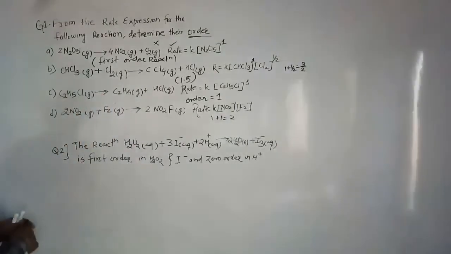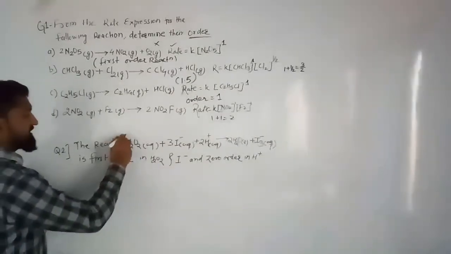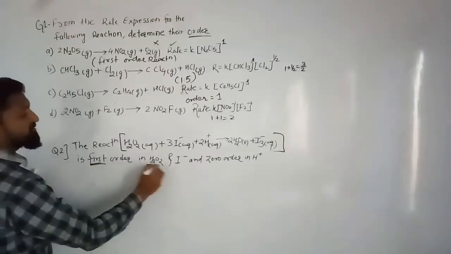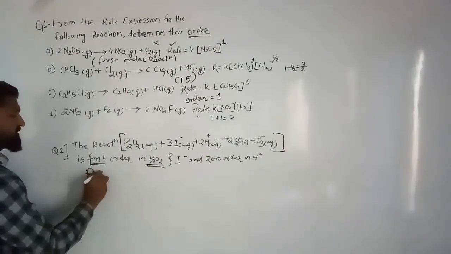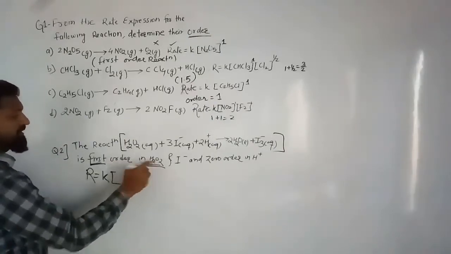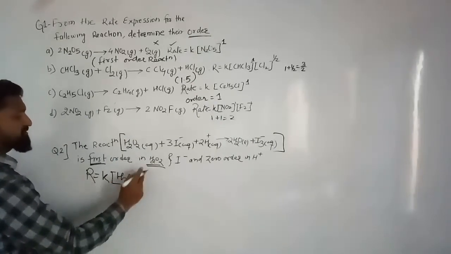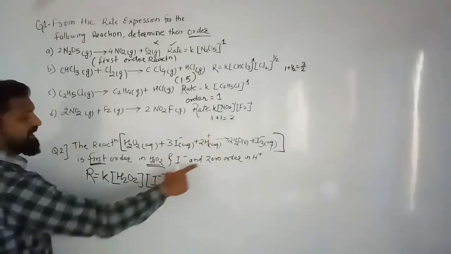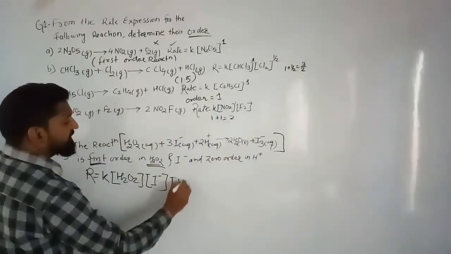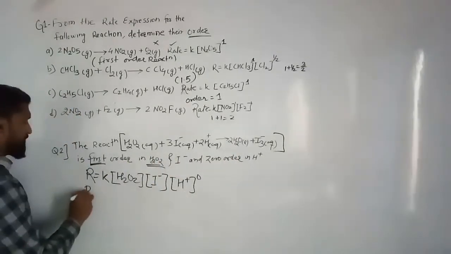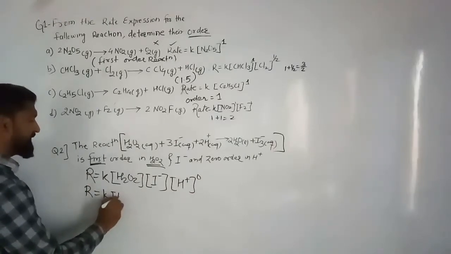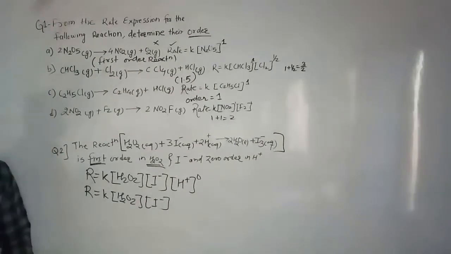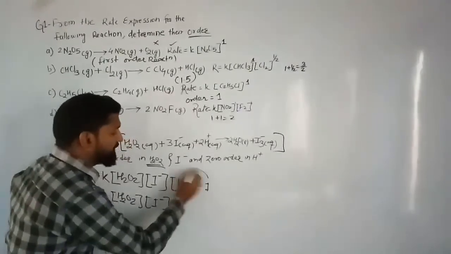Now come to the next query, the reaction. See here, this reaction is said to be first order in H2O2. I am directly writing R is equal to rate constant multiplied by H2O2 for first order, first order in I minus, therefore I write I minus here, and 0 order in H plus, therefore I will write H plus to the power 0. Everybody knows anything raised to the power 0 is nothing but 1. Therefore our final answer will become this one. Understood? What is the 0 power? It is always equal to 1.